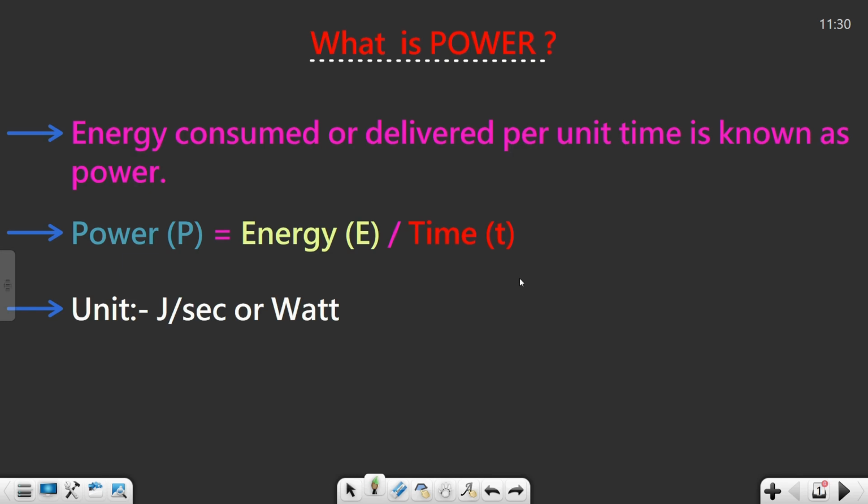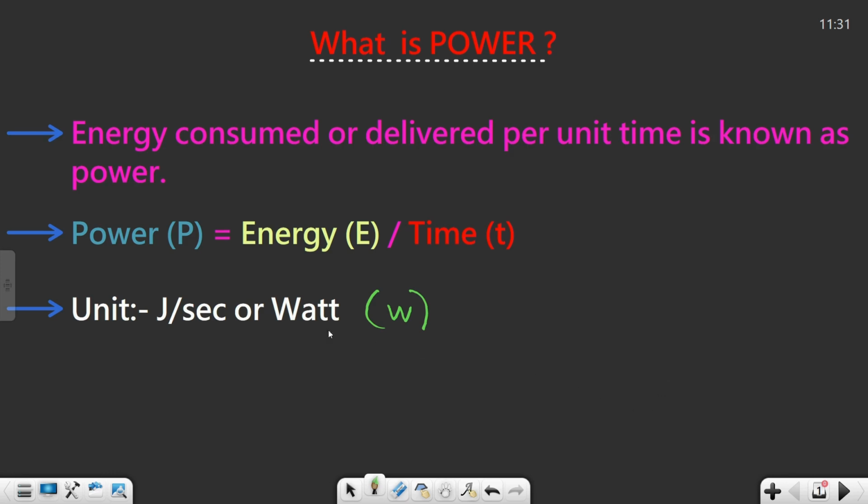This is the definition: energy consumed or delivered per unit time is known as power. I know most of you don't understand anything by reading this sentence, and that's absolutely fine. This is the formula: energy per unit time, and the unit is joules per second, or we call it watts. So this is the unit of power. I know you didn't understand anything, and that is absolutely fine.